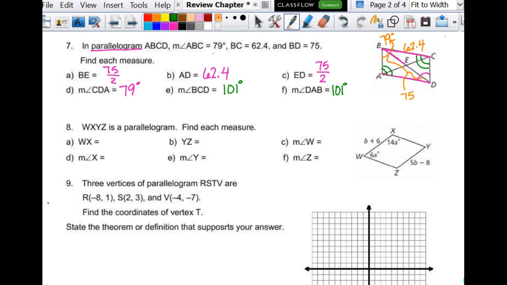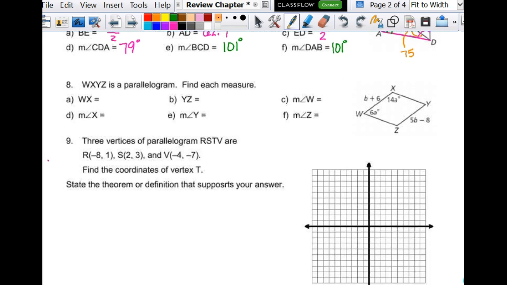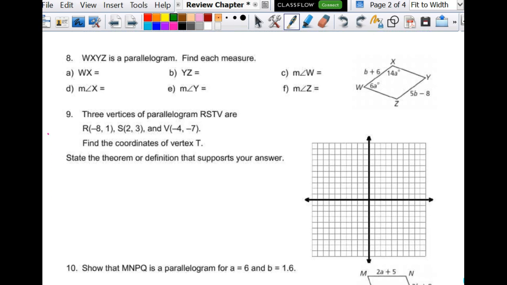Again, I didn't write them all, but those are things that you at least need to be thinking, and you very well may be asked to write on the test. So same thing on 8. I don't think there's going to be a whole lot of room to write a whole bunch of them. Again, it tells me it's a parallelogram.